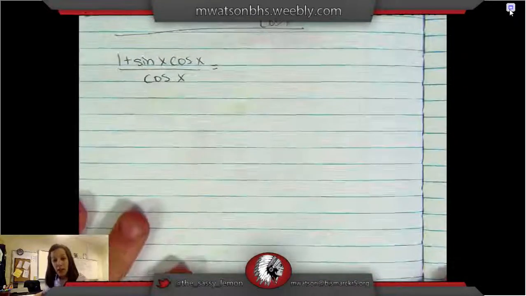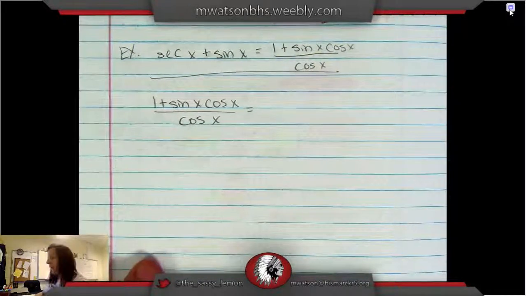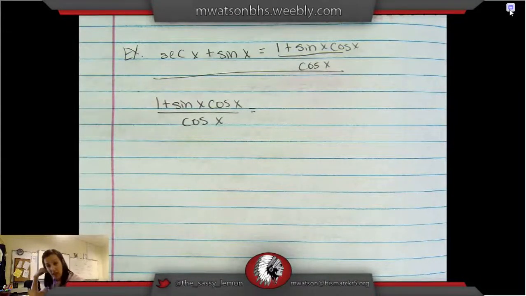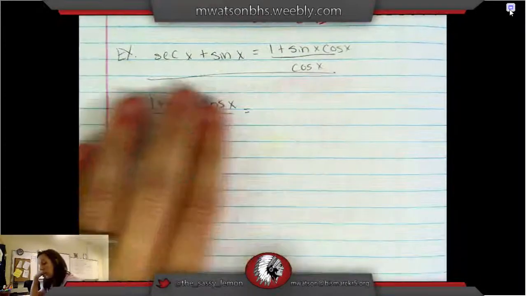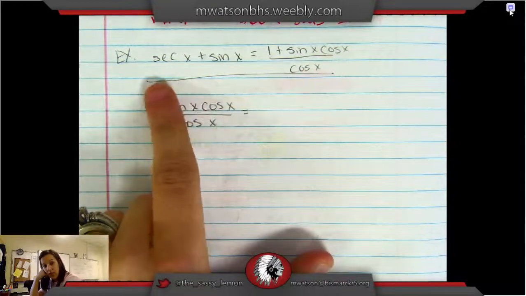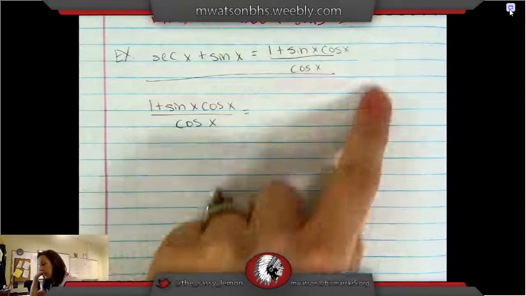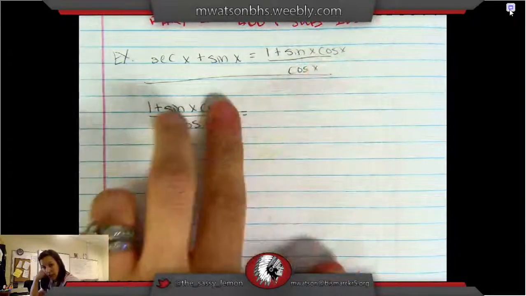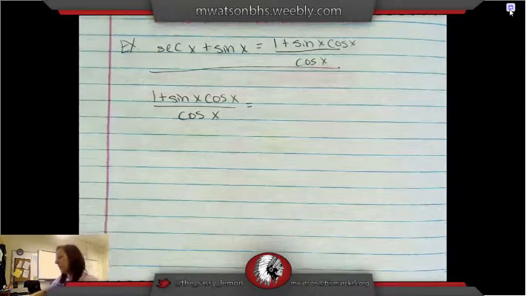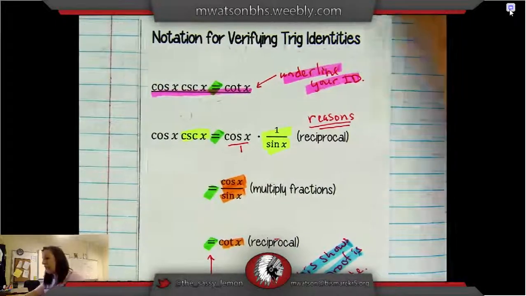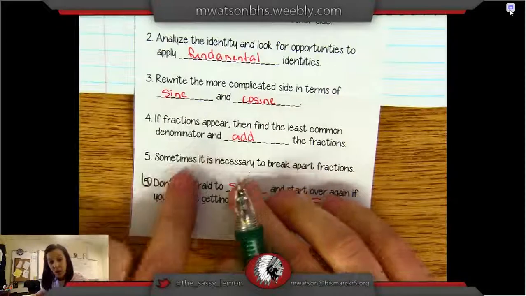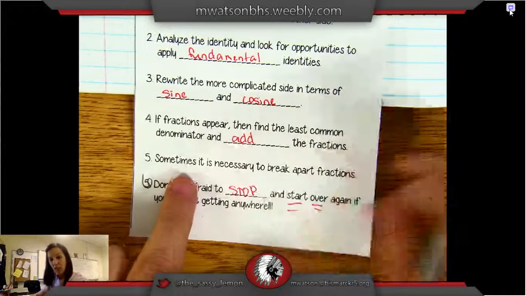Now you guys are probably looking at that thinking, what on earth am I going to do? Okay, it's alright. First of all, look at where you want to go. We want to boil this down so that we have secant plus sine. Basically, we want to take one fraction and turn it into two separate chunks. I talked about this in our strategies. So if we go back to our strategies, it's actually using strategy 5. Sometimes it's necessary to break apart fractions.